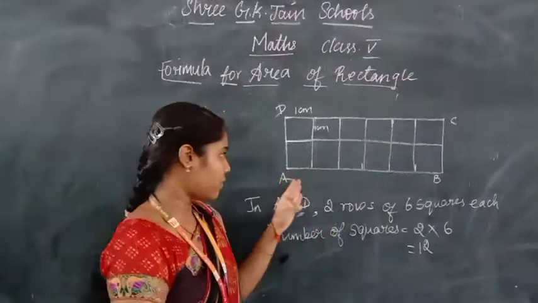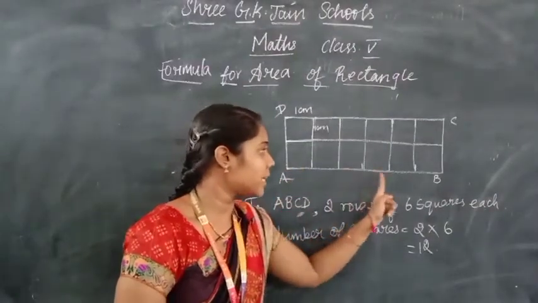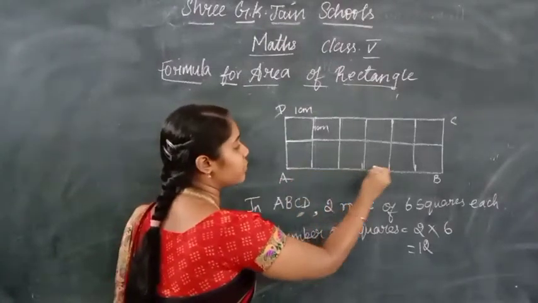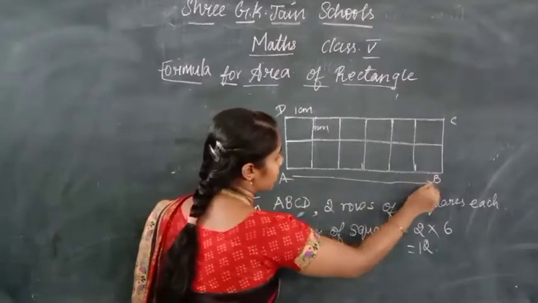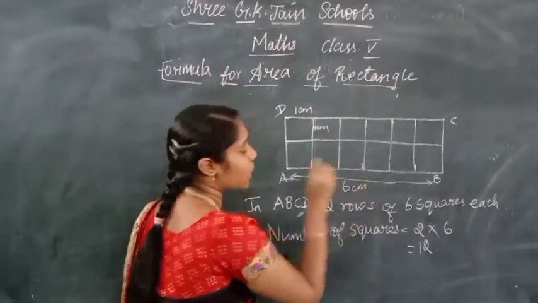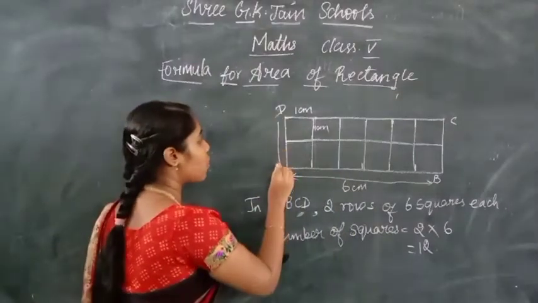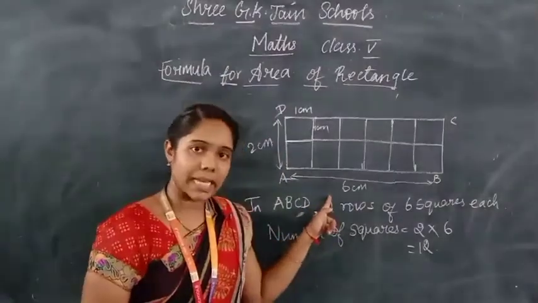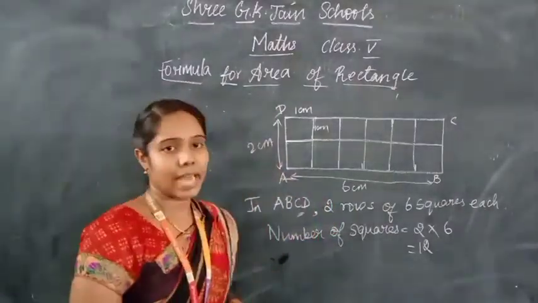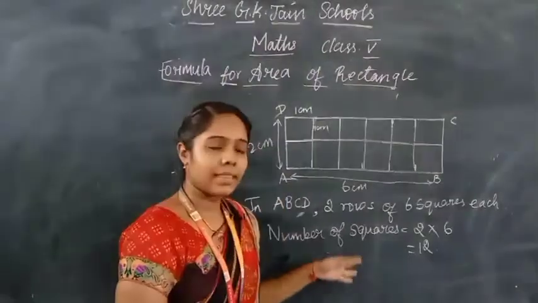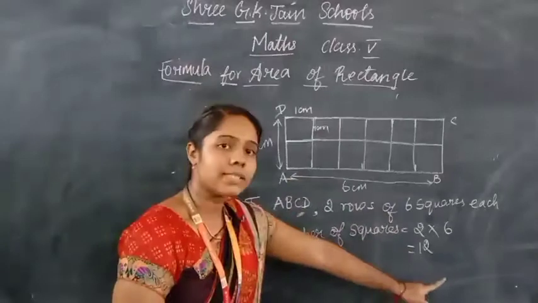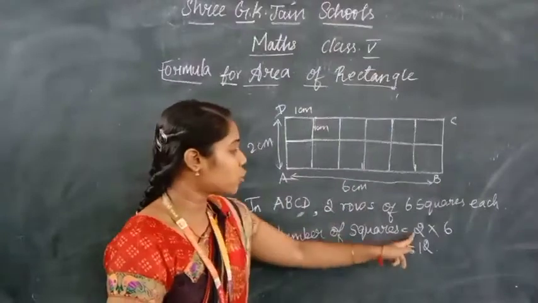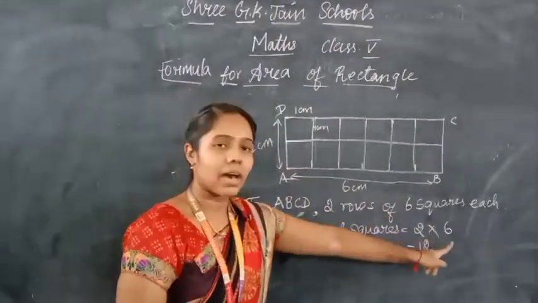If you see, we have divided the rectangle in terms of 1 centimeter each, right? So what will be the length? 1, 2, 3, 4, 5, 6. So 6 times 1 centimeter is 6 centimeter. And what will be the breadth of the rectangle? 2 times 1 centimeter is equal to 2 centimeter. So the length of the rectangle is 6 centimeter and the breadth of the rectangle is 2 centimeter. The number of unit squares we have found is 12. You see, this is the product of length into breadth, right? 2 is the breadth and 6 is the length.